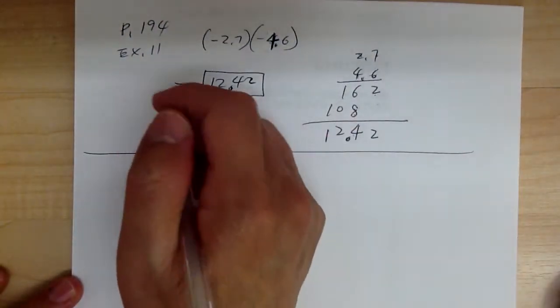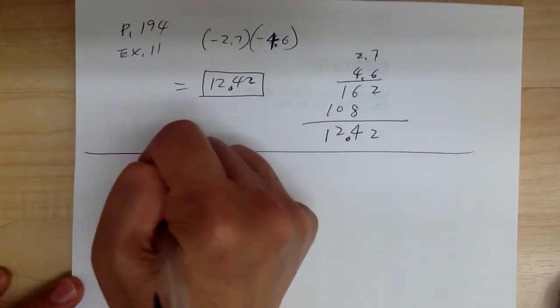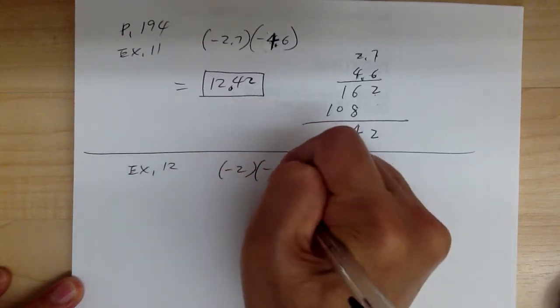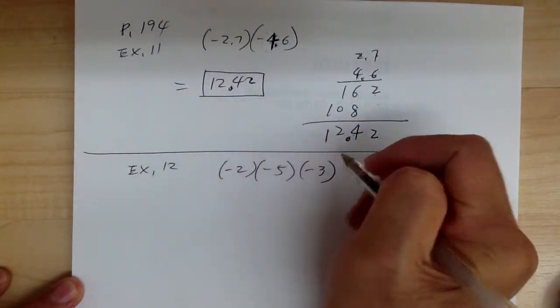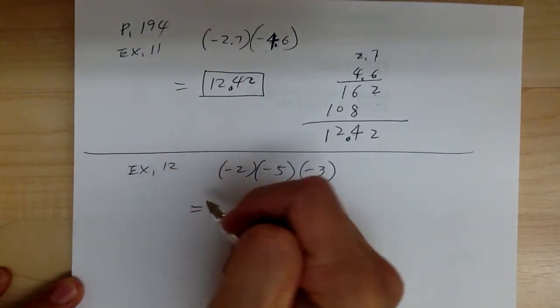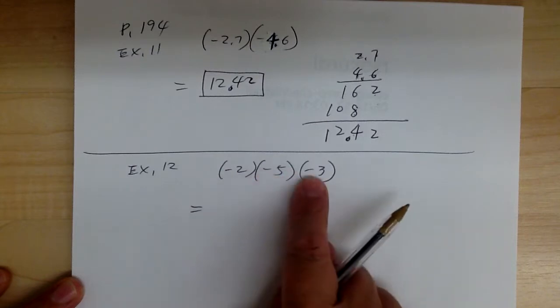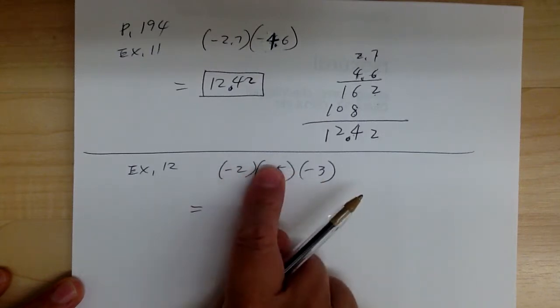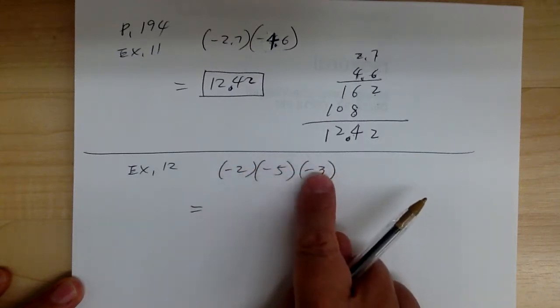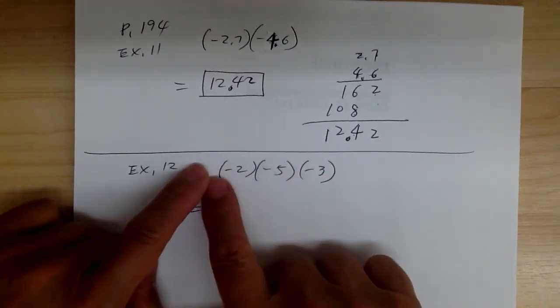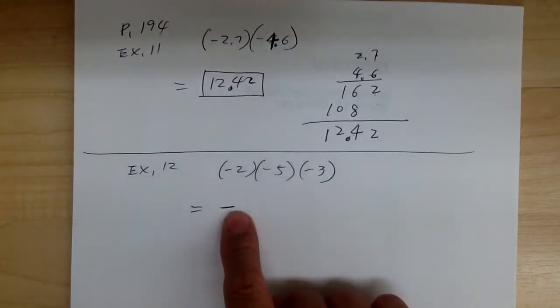Okay, let's go to example 12. You multiply negative 2 times negative 5 times negative 3. When you do this, sometimes it's easy if you just take care of the sign first. So negative, negative, negative. These two will make it positive, and positive times negative will give you negative. In other words, if you have an odd number of negatives, it will give you a negative.